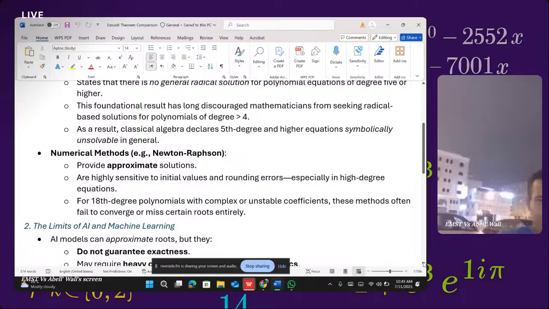But they have significant drawbacks, especially when you're dealing with those really high degree polynomials we mentioned, like 18th degree. What kind of drawbacks? Well, for one, they can be really sensitive. Tiny changes in your starting guess or small rounding errors during the calculation, which are inevitable with computers.